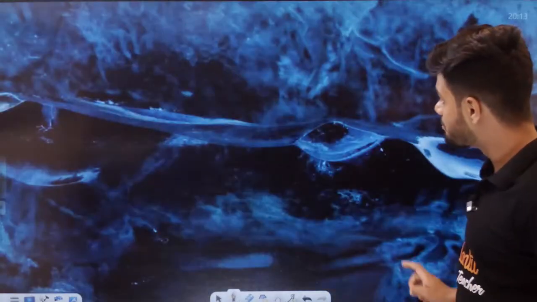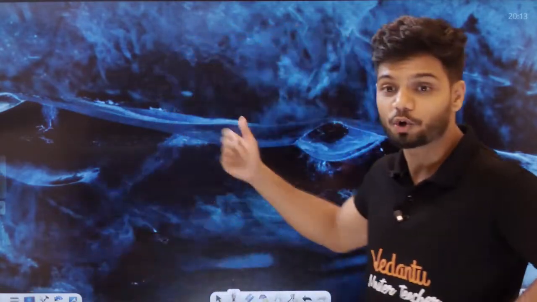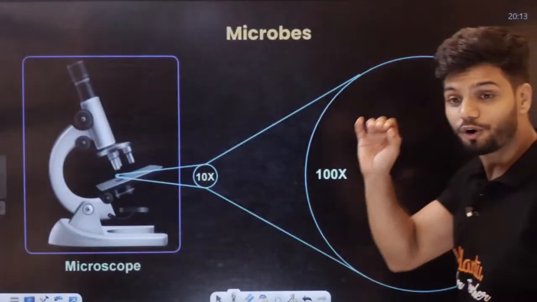Do you think we have microbes, students, in the ice? This is ice here. Yes. Do you think we have microbes here? Yes, we do. We have microbes here also. In the eyes also we have microbes. Yes. We have microbes almost everywhere.